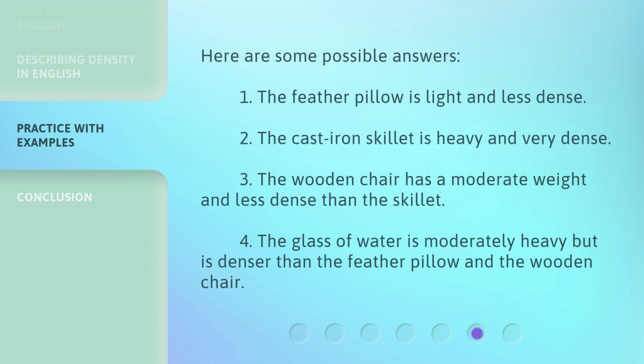Here are some possible answers. 1. The feather pillow is light and less dense. 2. The cast iron skillet is heavy and very dense. 3. The wooden chair has a moderate weight and is less dense than the skillet. 4. The glass of water is moderately heavy but is denser than the feather pillow and the wooden chair.